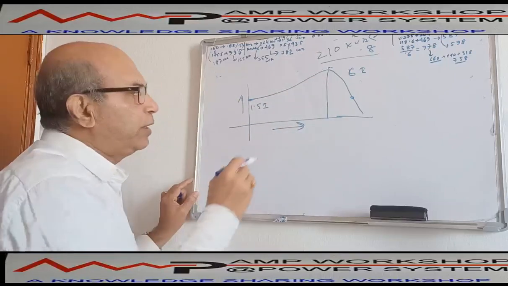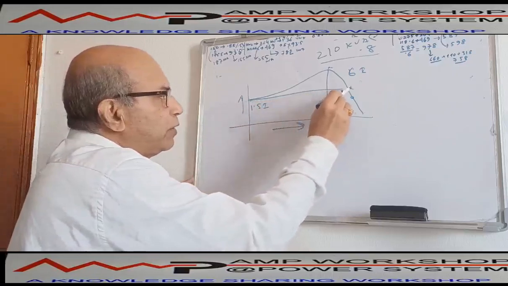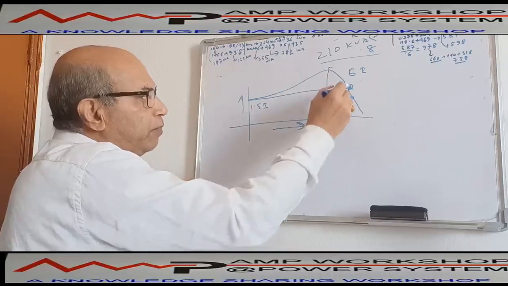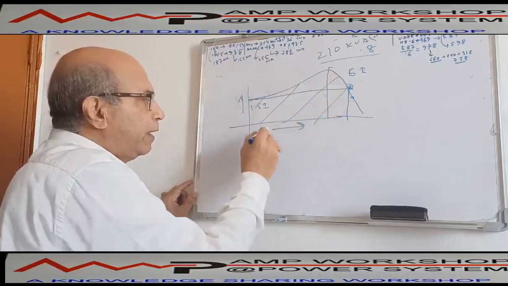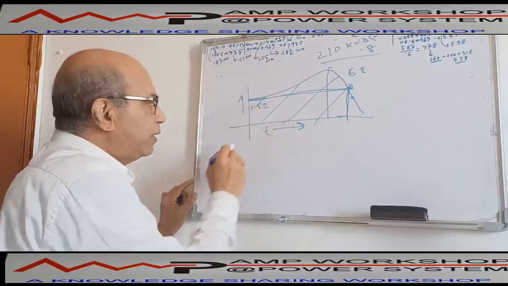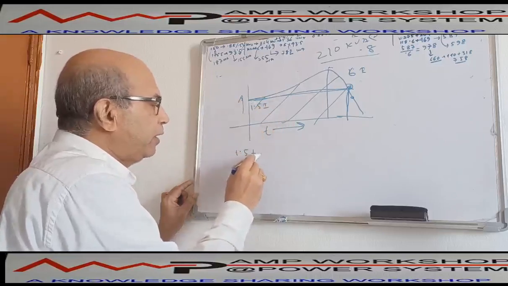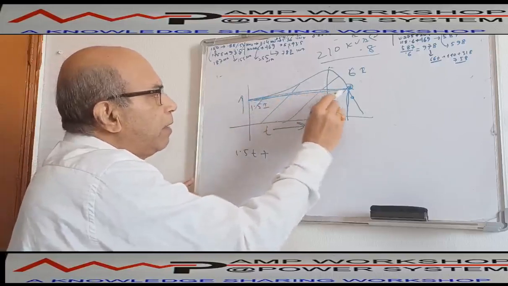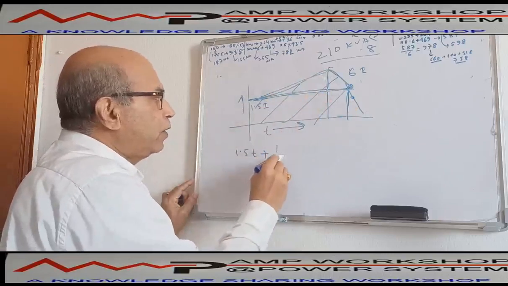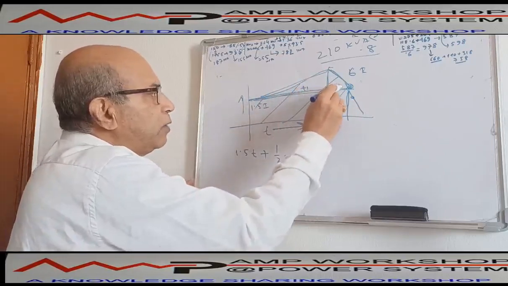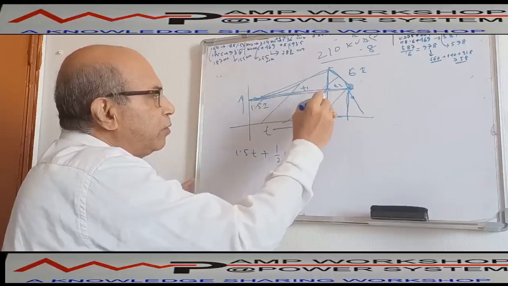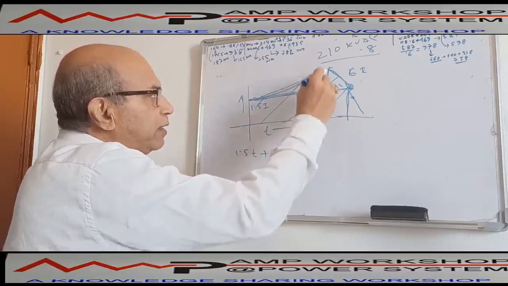To calculate the average current, suppose this is the full load current, 150%. We calculate the total area divided by time, and this gives the average current. To calculate this area, this is a rectangle: the current 1.5 into T, plus this area, which we can divide into two parts. This is one triangle roughly, and this is another triangle. The triangle area is half into base. Suppose this time is T1 and this time is T2. T1 into the height. What is the height? The height is 6 times minus 1.5 times, so this is 4.5 times.